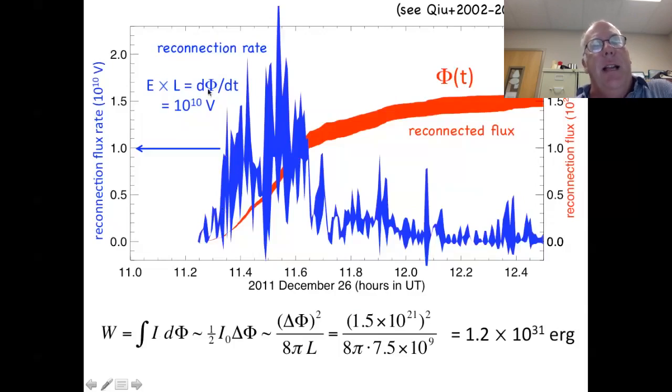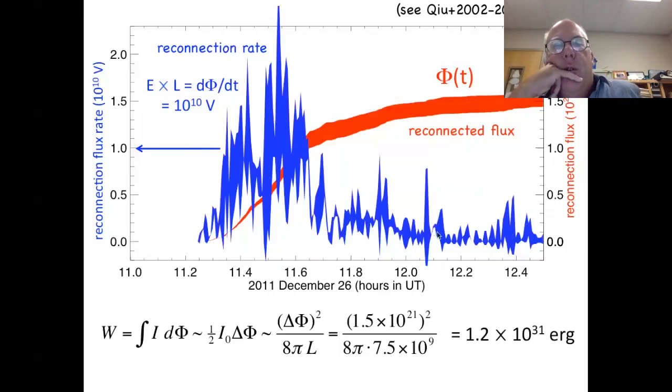But if you remember, d phi dt is related to the electric field, and actually it's the electric field times that length L. So that gives me about 10 to the 10, basically 10 gigavolts, is what the loop voltage through that current sheet is at the peak. And you can see it drops down to 0, but not immediately. It does take the better part of an hour to fall off from its peak value down to something like 0. So this is reconnection that's progressing over time, but that's what's required to transfer all of this flux.